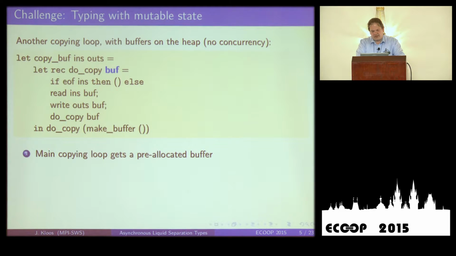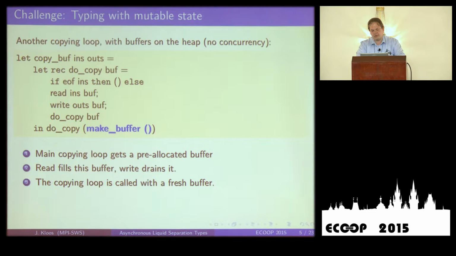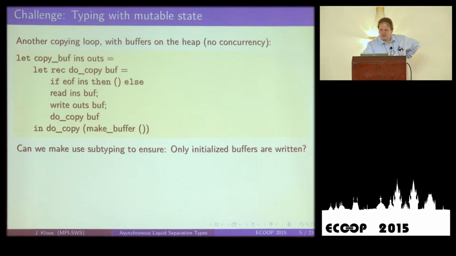So the changes here are that the main copying loop now gets a pre-allocated buffer. The read and the write operation get that buffer as an argument to do the I/O, and we create a new buffer to do the copying. So the question is, can we again use subtyping to ensure that only initialized buffers are ever written? So we don't use the freshly allocated buffer, write that to disk, but actually wait for it to be read first. And actually this turns out to be more tricky.